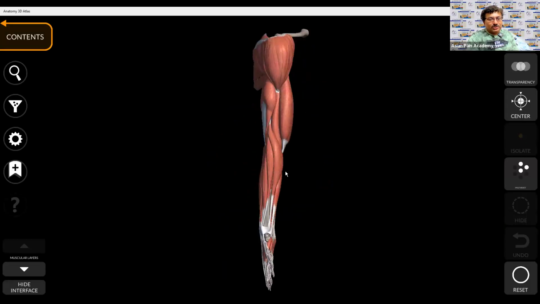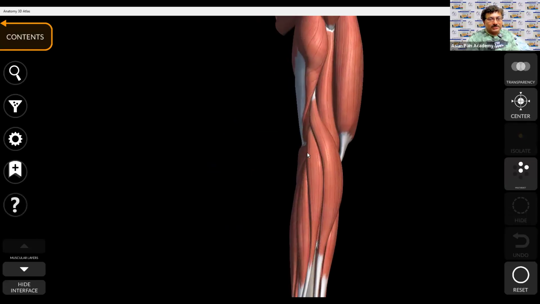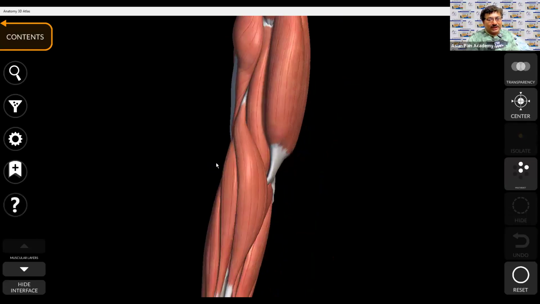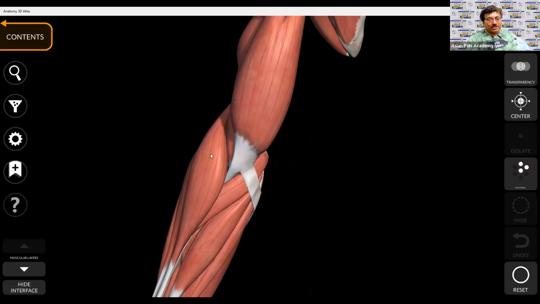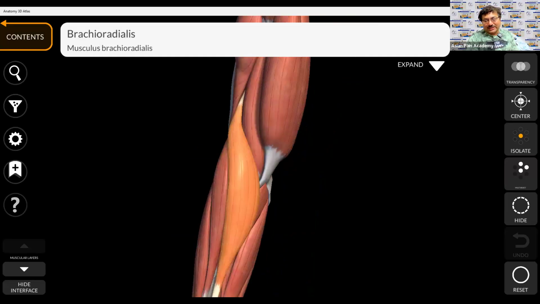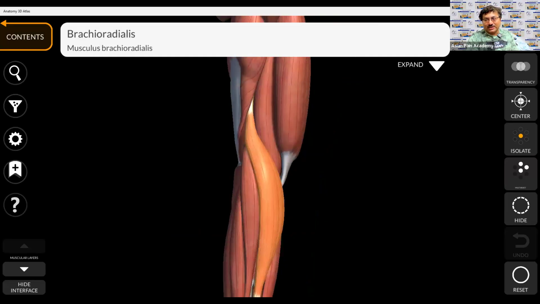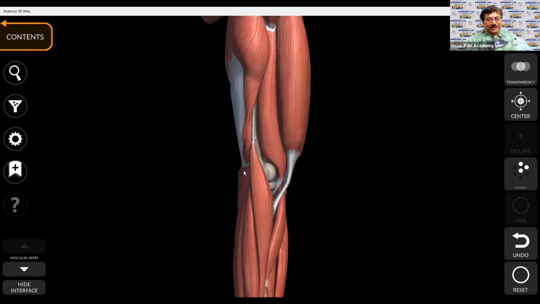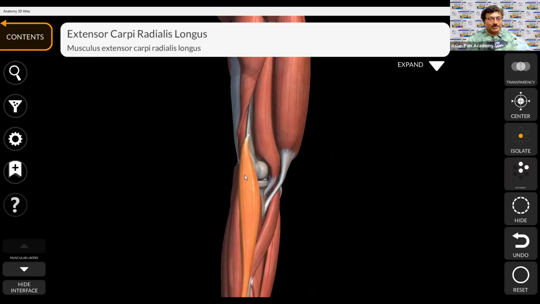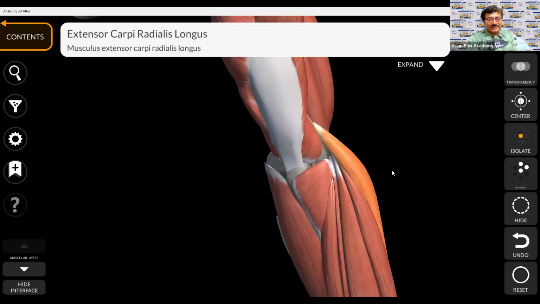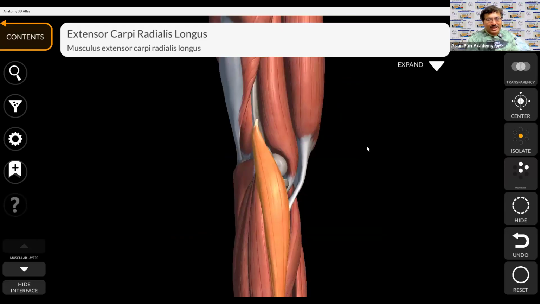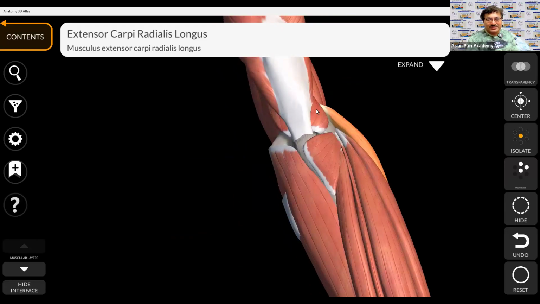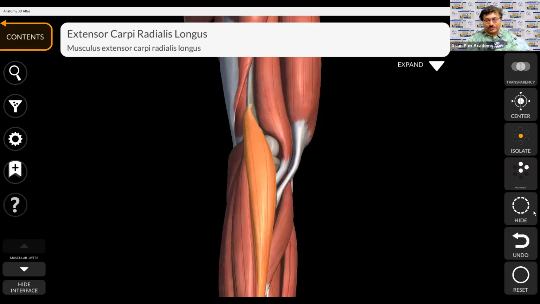So let's go for the common extensor muscles. Here we have the anatomical map. From the previous knowledge of the anterior elbow, we know this muscle is the brachioradialis. Let us hide the brachioradialis first so that we can see the other muscles. As we have hidden the brachioradialis, this muscle is the extensor carpi radialis longus. We can see that most of its origin is just above the lateral epicondyle, near the supracondylar ridge.